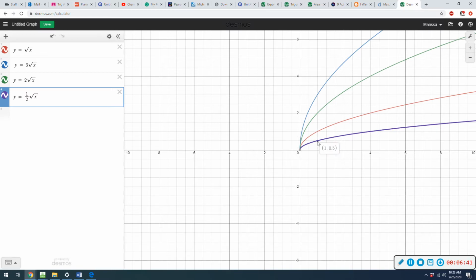And so the next nice point is right here. It's over 1, but it's only up half. So this number out front is kind of like our slope, but it doesn't go up 1 over half again. That's the interesting thing.